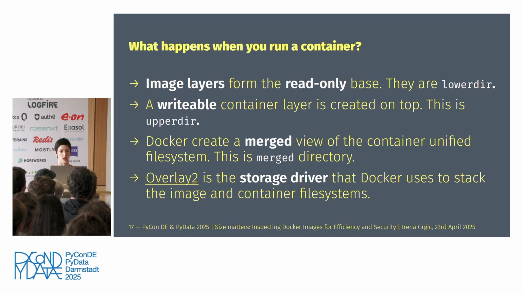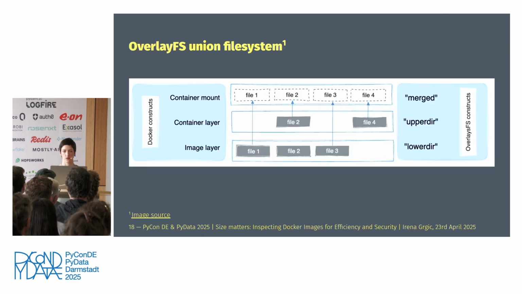On top, you will have one container layer, which is writable, and that is called upper dir. What Docker does is unify these image layers, where each image layer actually has its own file system. It unifies these different file systems into one, and that is called the merged view or the merged directory. It does that by utilizing the storage driver called overlay2. Right, so now that we know that, this is an image that depicts it.